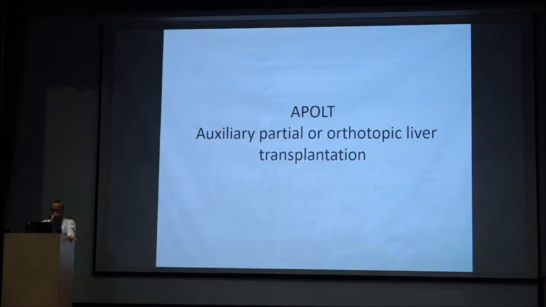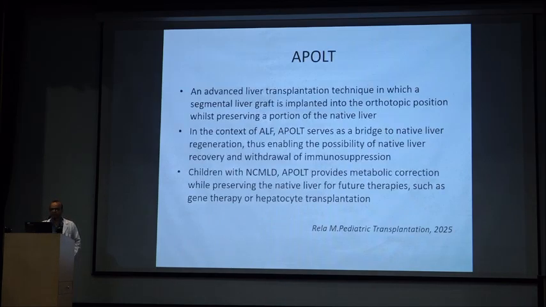Coming to the interesting part, the type of transplant, that is auxiliary partial orthotopic liver transplantation. In this, a part of the liver, usually a left hepatectomy, is performed in the recipient, and a left-sided graft is implanted in the same area. It's an advanced LT technique in which a segmental or sectoral graft is implanted into the orthotopic position while preserving a portion of the native liver.